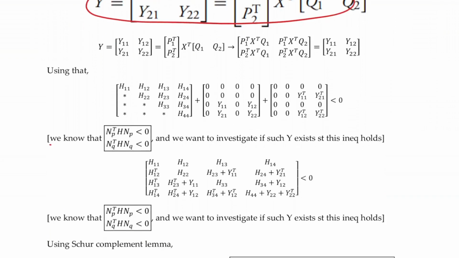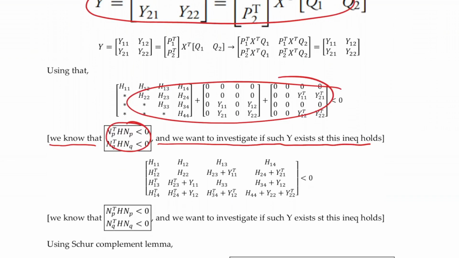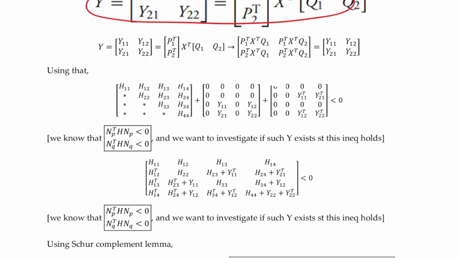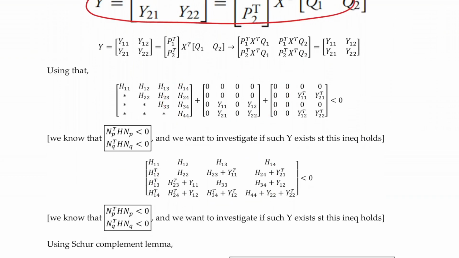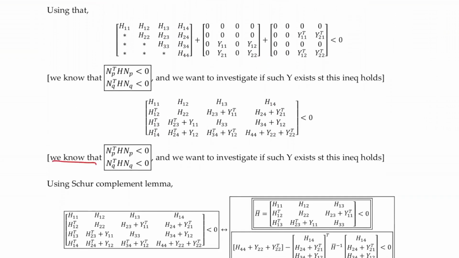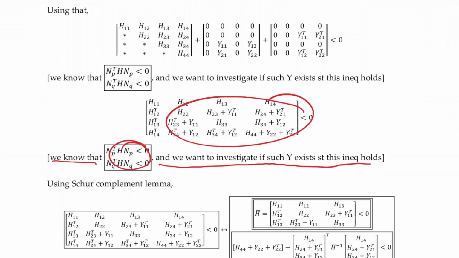So after that rant, let's state that we know that the second condition is true, and we want to investigate if such Y exists such that this inequality holds, and this inequality we are going to investigate. Let's just gather all the terms, and we have that. So once again, we know that the second condition is true, and we want to investigate if such Y matrix exists such that this inequality holds.